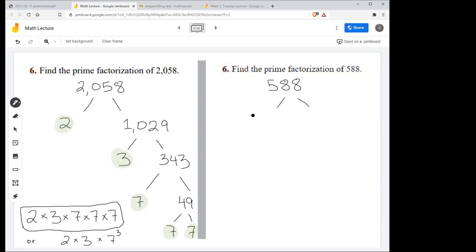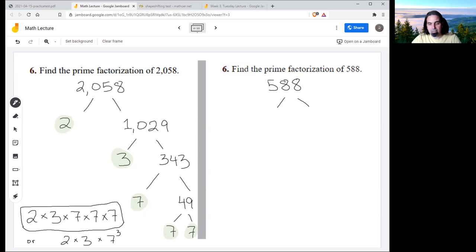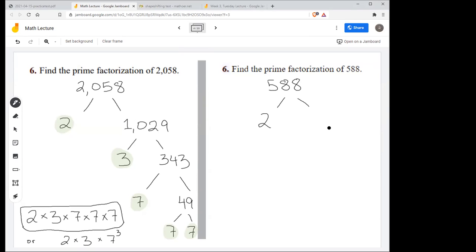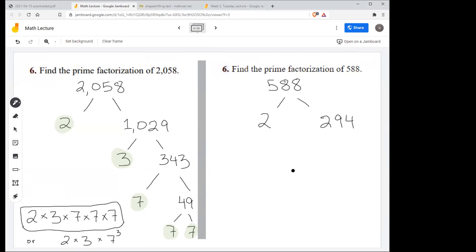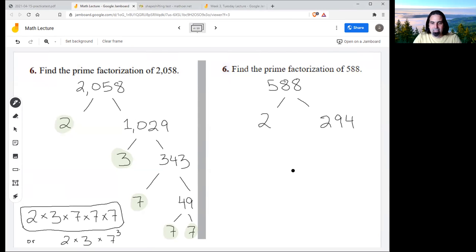So do you start out with 2? Hold on, I don't have a. I can be your calculator as well as your scribe. So 588 divided by 2 is 294. Yeah, I don't have a calculator, so. That's okay. The calculator is not the interesting part of these, so I'm happy to do that for you.